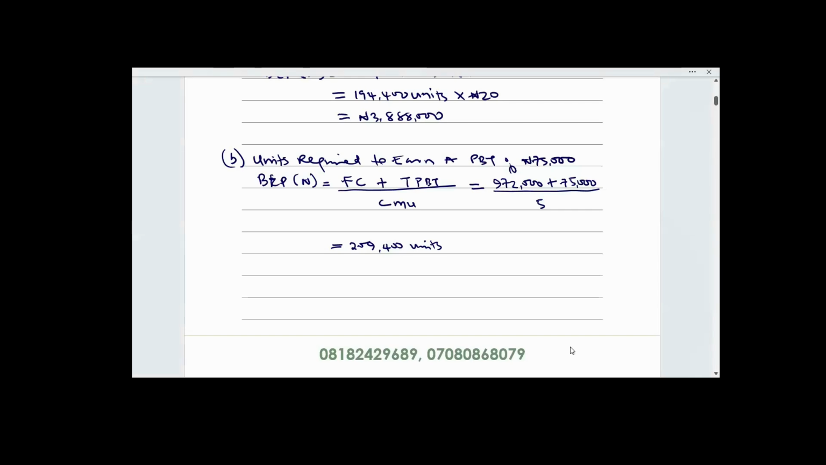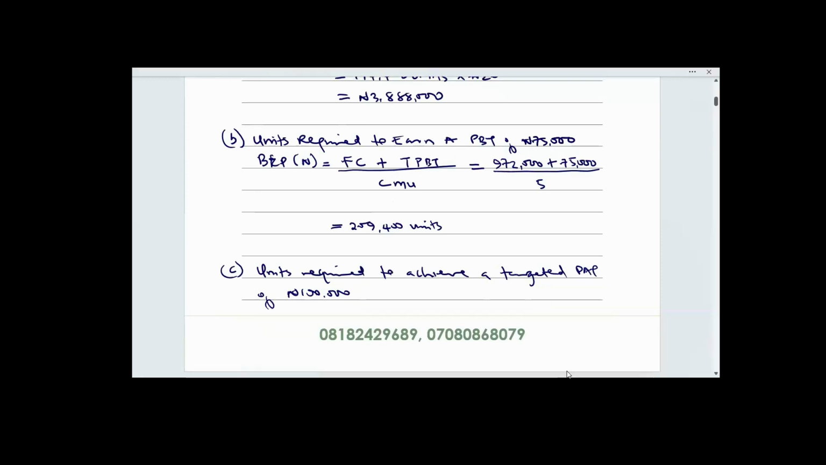So in this case, number C, units required to achieve. Let me rewrite this. Units required to achieve a targeted profit after tax of 100,000 naira. So how do you do this?